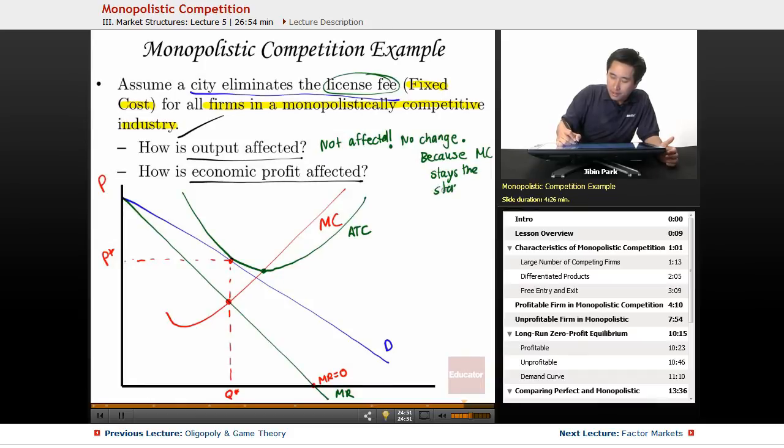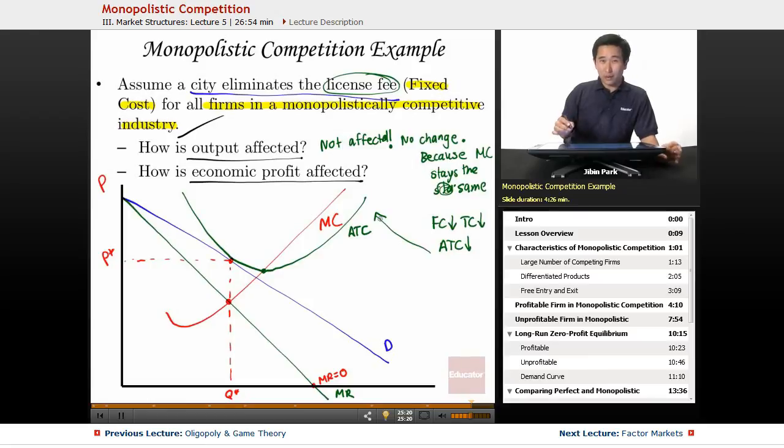If the fixed cost is changing, then the variable cost stays exactly the same. And so when the fixed cost is reduced, it has no impact on the marginality of a decision. Now, how is economic profit affected? Well, if fixed cost goes down, then total cost goes down. And if total cost goes down, well, guess what? ATC also goes down here.